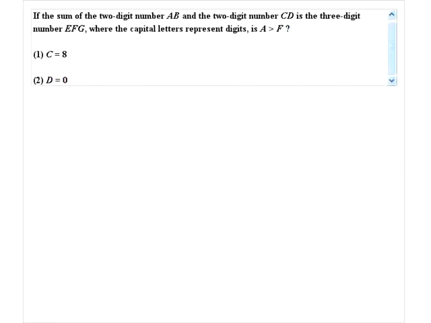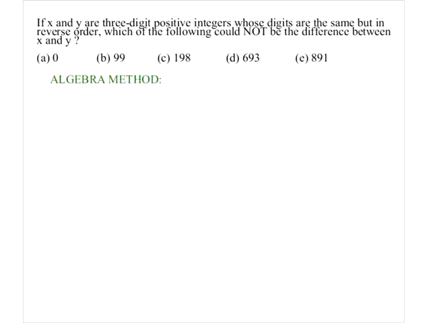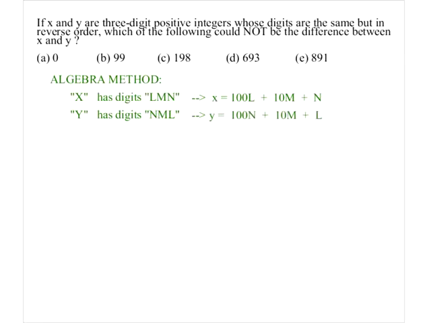So let's do that. The algebra method is the reverse order digits. So X has digits L, M, N, and then Y has the same digits in reverse order, so that's N, M, L. So X can be written as 100L plus 10M plus N. And then Y can be written as 100N plus 10M plus L.